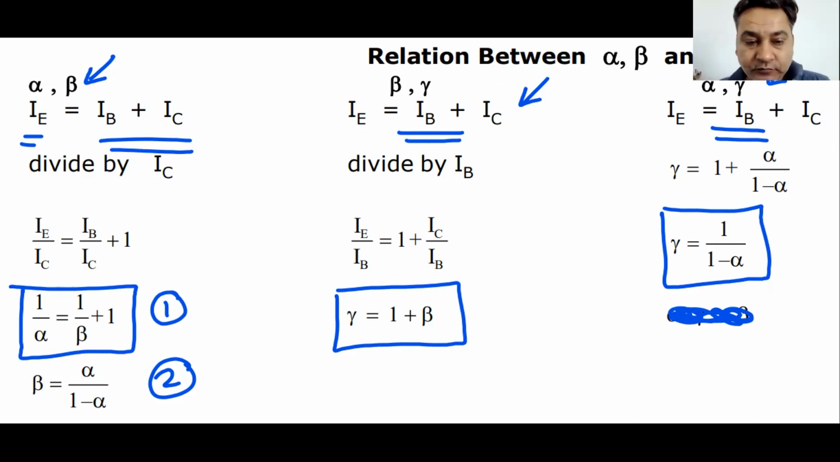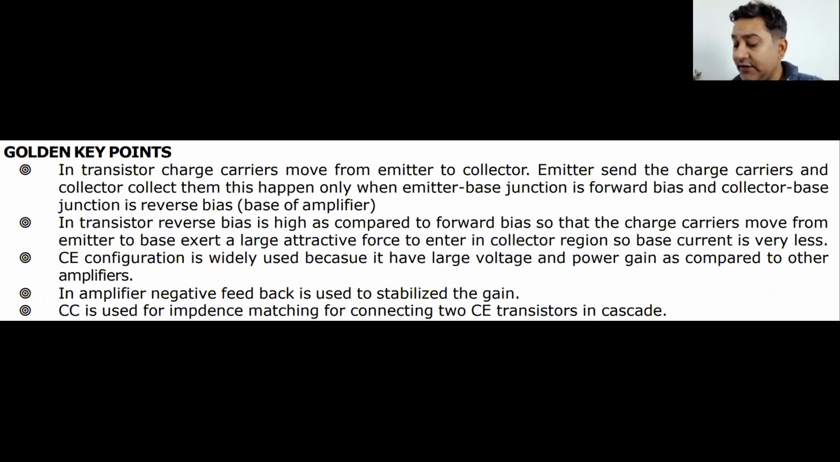Okay, sir. Then we'll move further ahead. Golden key points. We have discussed most of these key points, and again, this particular topic, as you can see, the numericals are very less. Most of the questions are based on theory, on what you remember about that particular topic. That's it. Golden key points: in a transistor, charge carriers move from emitter to collector.